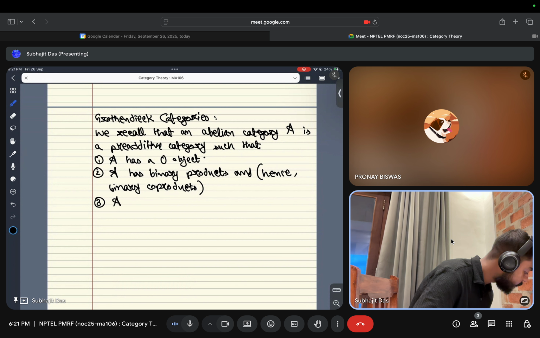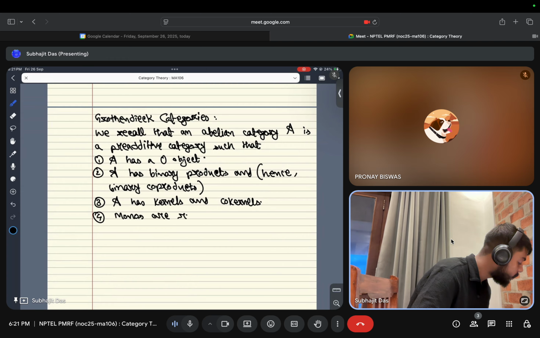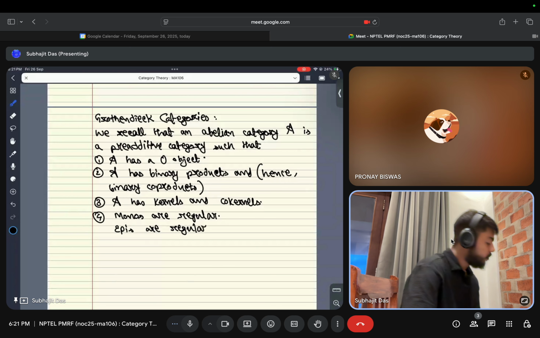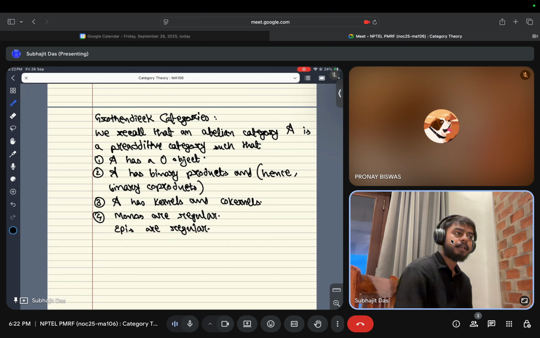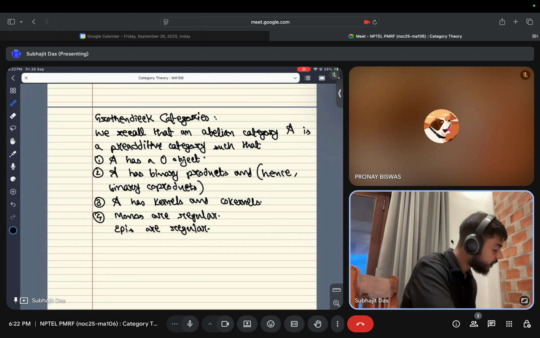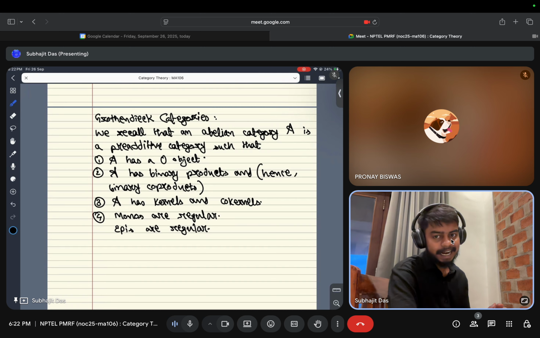And monomorphisms are regular, and epimorphisms are regular. So monomorphisms are equalizers of some parallel pair, and epimorphisms are co-equalizers of parallel pairs. That means that monomorphisms are kernels of some arrow, and epimorphisms are co-kernels of some morphism. So this is what an abelian category is.